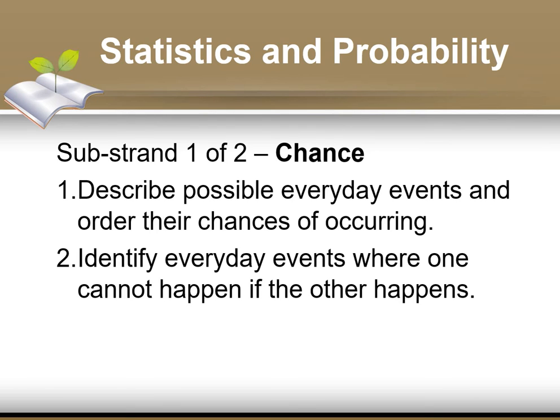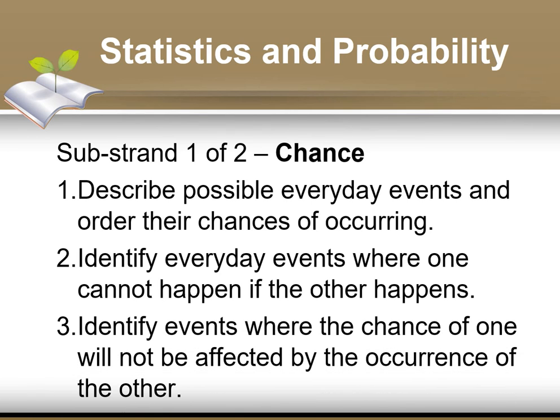And then identifying everyday events where one thing cannot happen if the other does happen. So they'll be looking at certain examples of, you can't have a day where it snows and then on that same day it didn't snow. If one happens, it stops the other event from happening. And lastly, identifying events where the chance of one thing will not be affected by the occurrence of another. So yeah, there'll be obviously a number of different things that they could look at there.